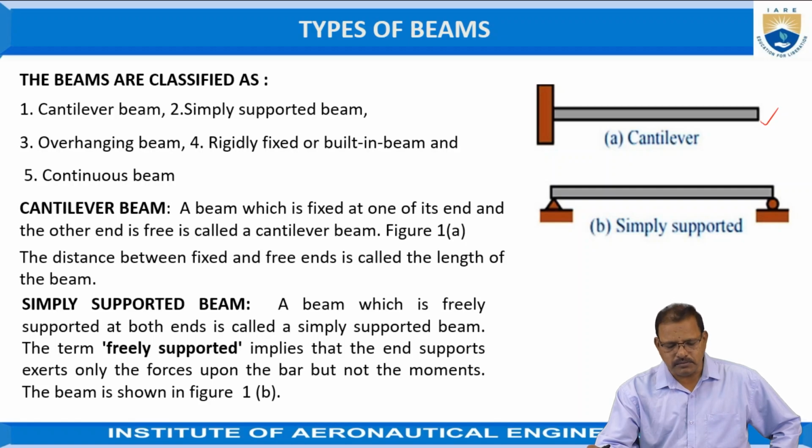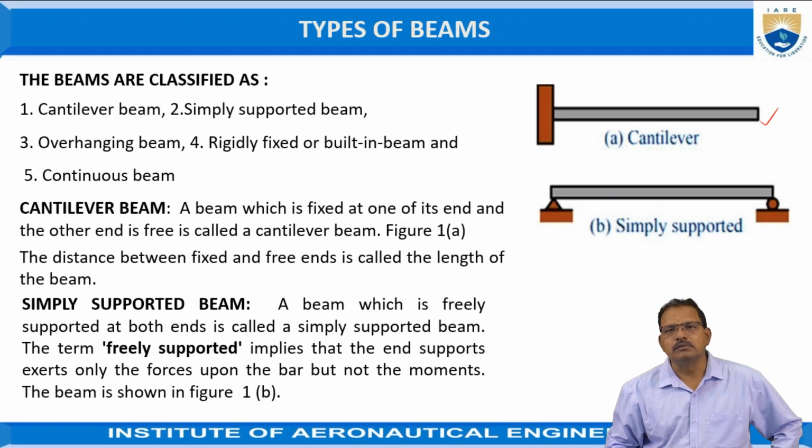Simple supported beam. A beam which is freely supported at both the ends is called a simple supported beam. The supports may be knife edged or roller supports. The moments at the supports are treated as zero because it is freely supported. The distance between the supports is treated as the length of the beam.